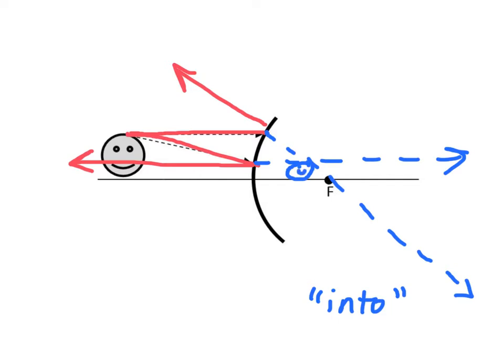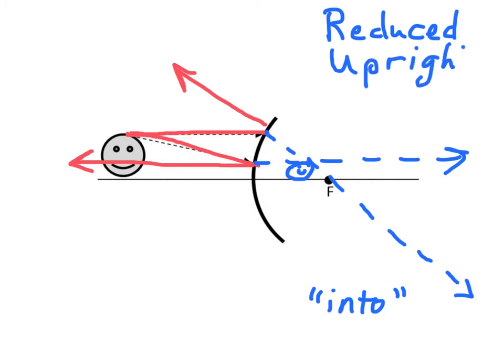Not a very good smiley face. We can see what the attributes are at this point. We can see that it is reduced, right? Because our new little smiley face is smaller than the original. It is upright. And then we have 2 pieces of evidence that tell us that it is virtual. Our 2 pieces of evidence that it's virtual are that, one, it's inside the mirror, and the other is that it's upright.